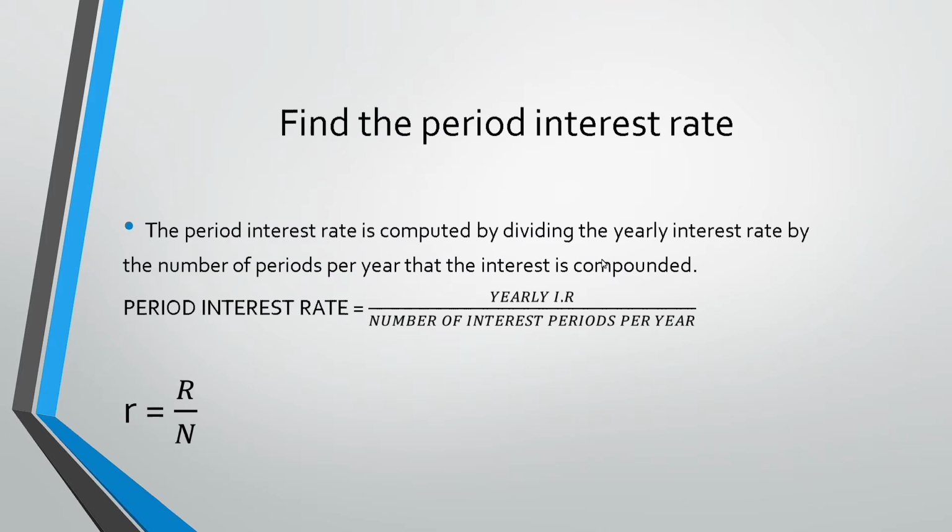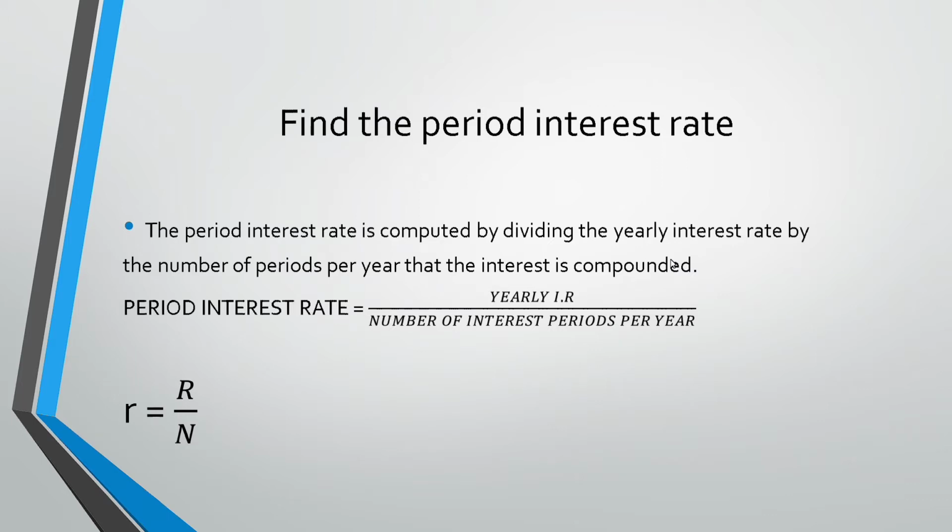So find the period interest rate. So how do we find the period interest rate? Okay, so the period interest rate is computed by dividing the yearly interest rate by the number of periods per year that the interest is compounded. So the formula for period interest rate is this. Period interest rate is equal to yearly interest rate all over the number of interest periods per year. Or we may represent this by small letter r is equal to big letter R all over n.